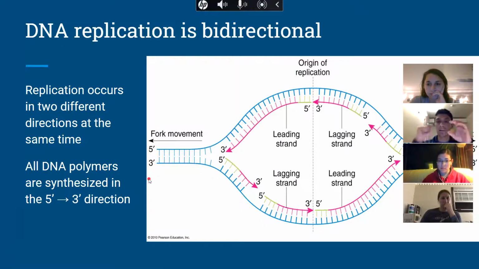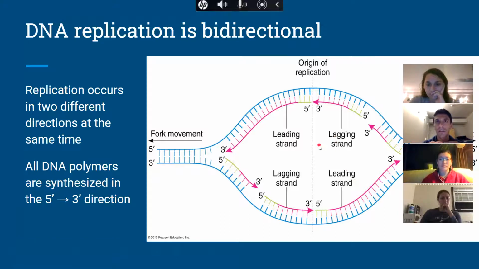At some point at the origin of replication, your helicases are going to bind there. And when they bind there, they're going to go in opposite directions. So that's why at the top of the screen, where Rachel's moving the cursor right now, you have a leading strand there. But then right below, you have a leading strand that goes in the opposite direction.